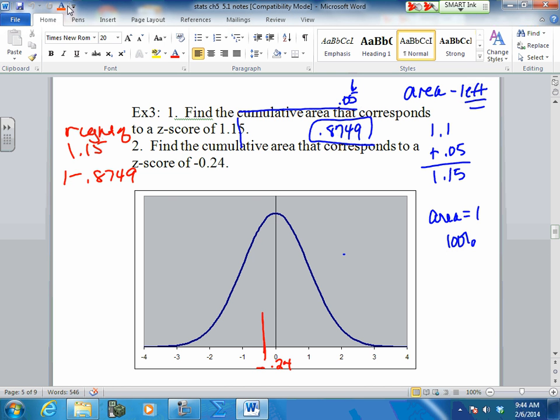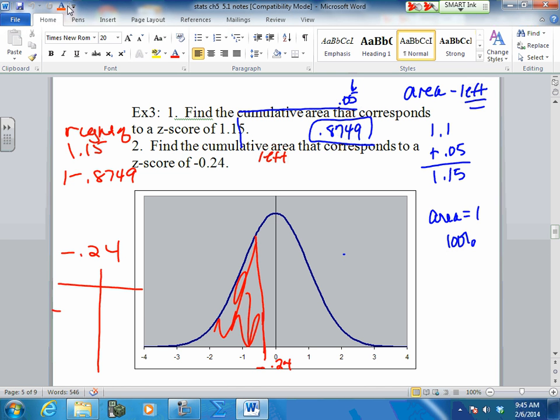I want the area, cumulative area means to the left. This is to the left. I want this area to the left. By eyeballing this, and I always make you make a sketch of these things because the sketch is what's going to help you. Is it greater than 50% or less than 50%? Less. So the number when I look it up to the left should be less than 50%. So how would I look up this number? What am I going to look up on the left-hand side?